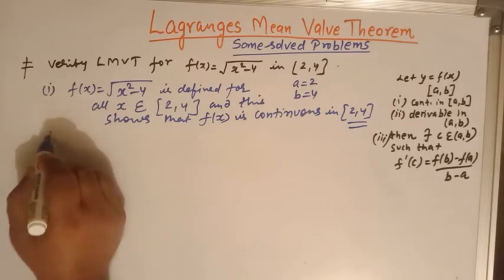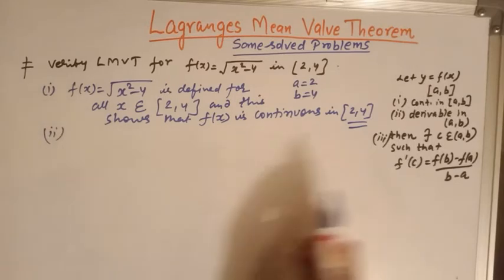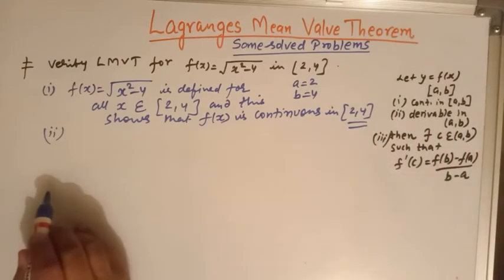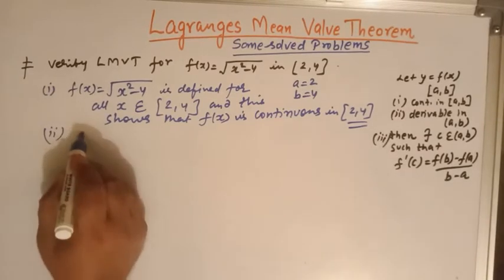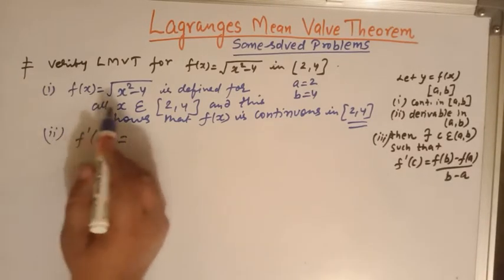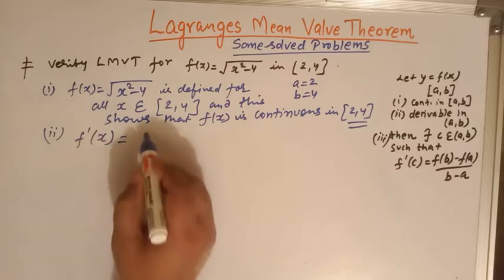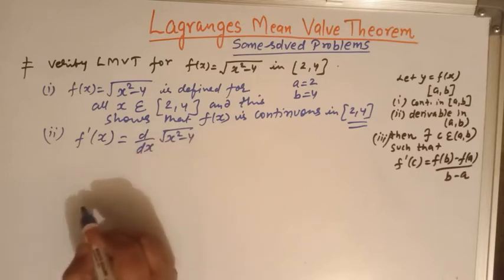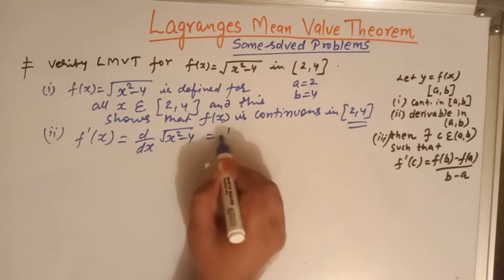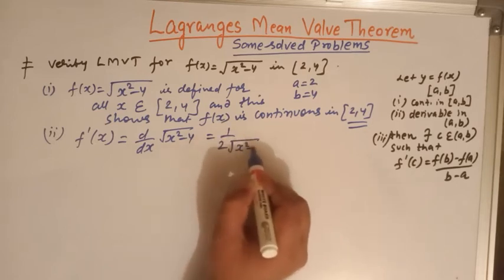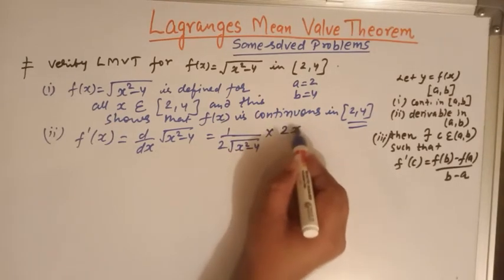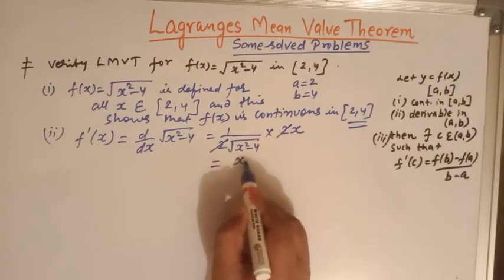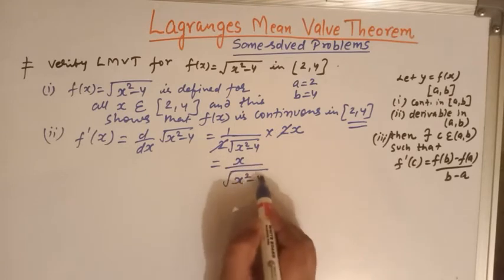Clear? Now the second point is, this function f(x) is derivable in the open interval (a, b). Clear? So we will find the derivative of f(x), that is f prime of x. The derivative of square root of x square minus 4 is half of 1 over square root of x square minus 4. This is multiplied by 2x by chain rule. Then the 2 gets cancelled, and we have x over square root of x square minus 4.